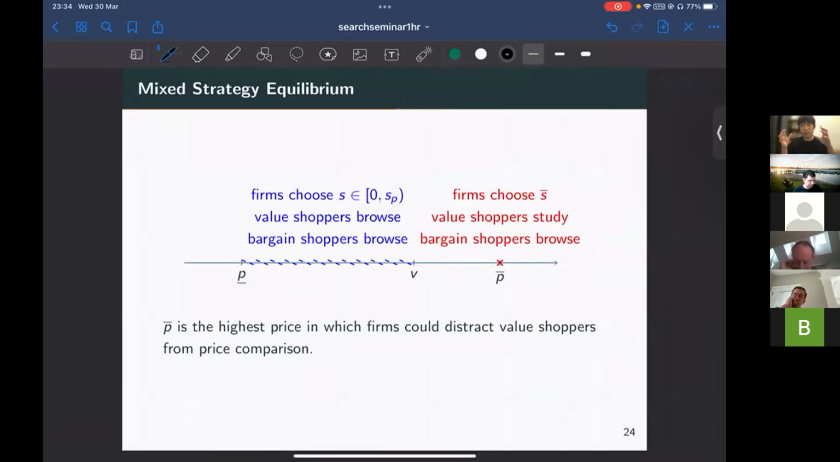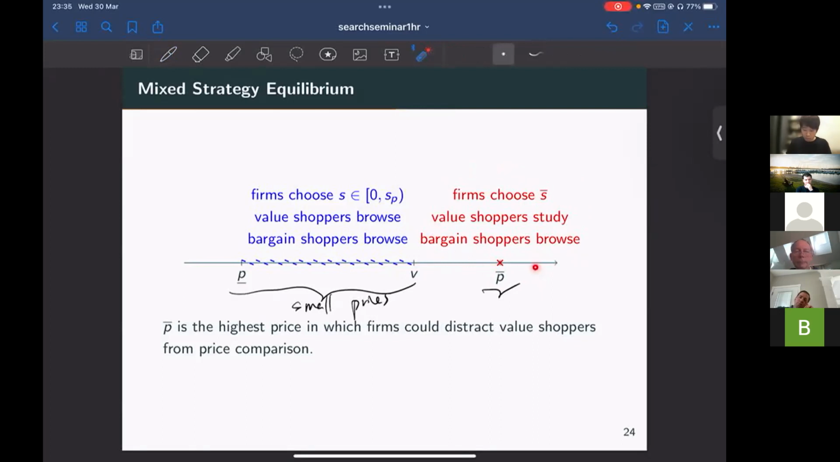So in the equilibrium, there is this mixed strategy equilibrium, as I talked about. This is the price support in equilibrium. Basically, there will be a lot of small prices, and the distribution here will be atomless, continuous, with no gaps. And there is one high price, a mass point bigger than V. At this mass point, firms would choose the biggest dispersion, S bar. Value shoppers would study, and bargain shoppers would browse.